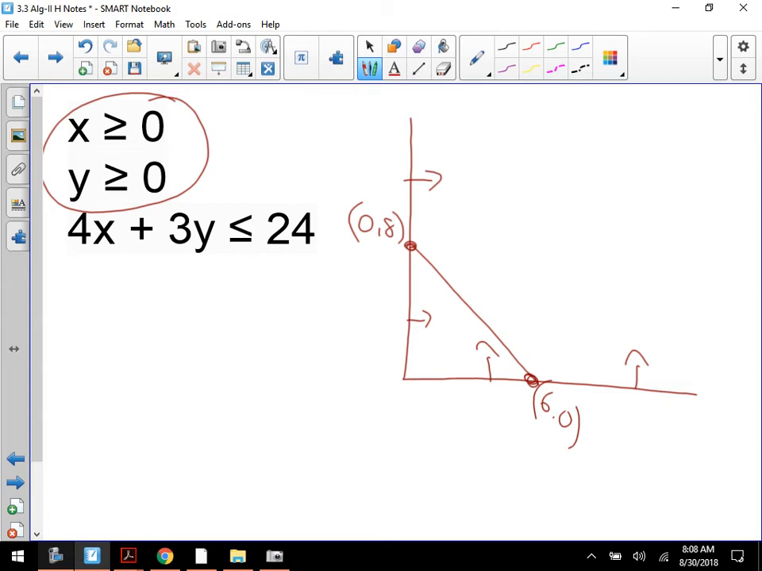Did this one go through the origin? No. So what's 0 plus 0? 0. Is it smaller than 24? Yeah. So what we've done here is we've bounded a region in the graph that we can find the endpoints of. I know 2 of the endpoints because of the x-intercepts. 6, 0 for the x-intercept. 0, 8 for the y-intercept. What's the other endpoint? 0, 0.